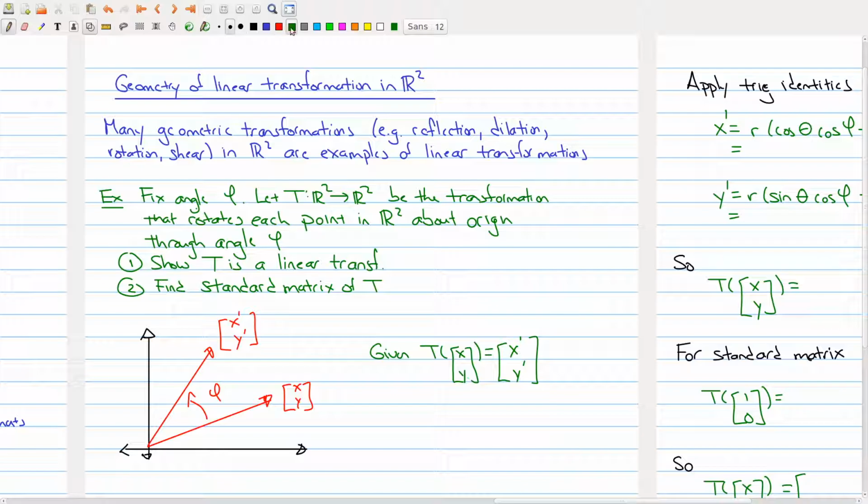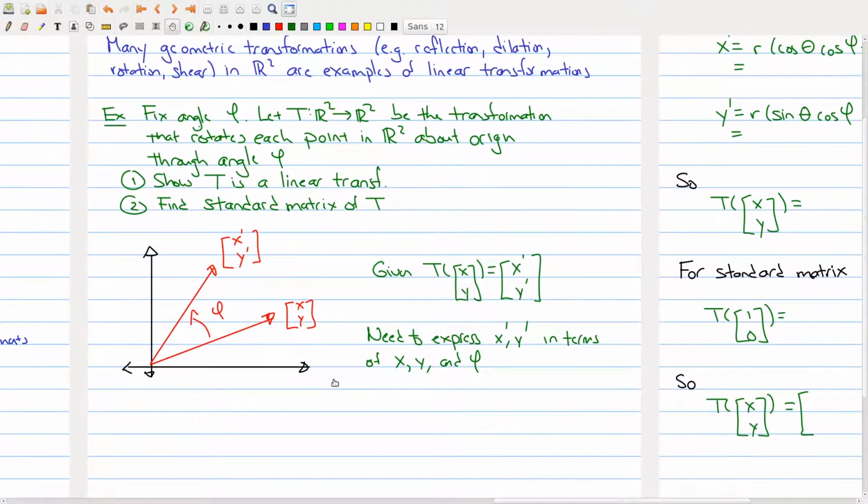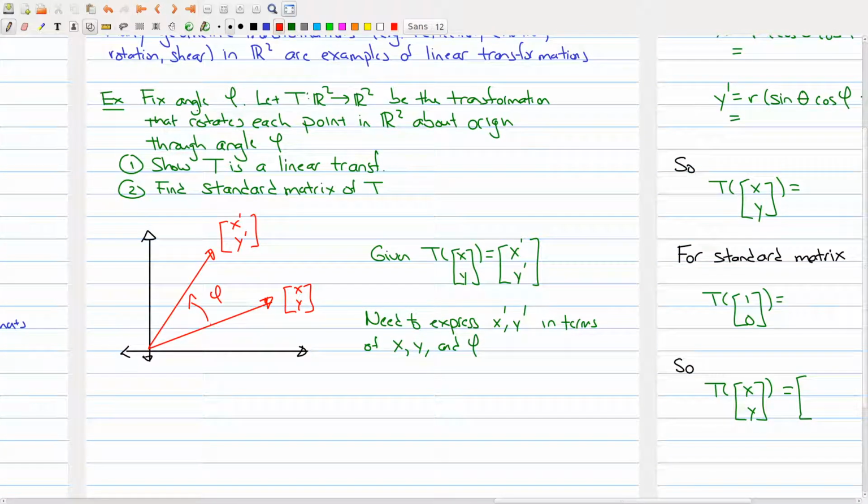Okay, so let me write this down: we need to express x prime and y prime in terms of the given information, which is x, y, and the angle of rotation phi. So at first glance, it may not be clear how one might go about doing this, but the trick that we need here is to notice that there's another way of representing this particular vector right here.